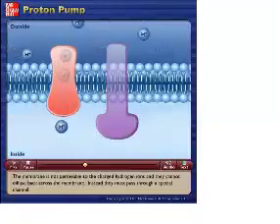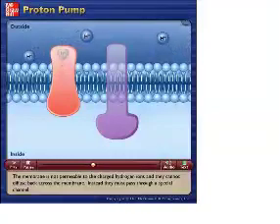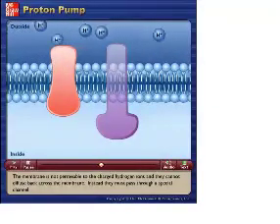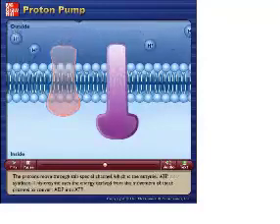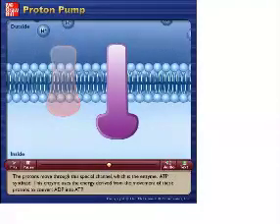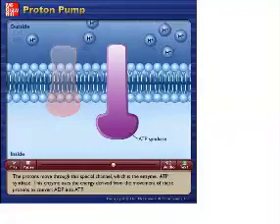The membrane is not permeable to the charged hydrogen ions, and they cannot diffuse back across the membrane. Instead, they must pass through a special channel. The protons move through this special channel, which is the enzyme ATP synthase.